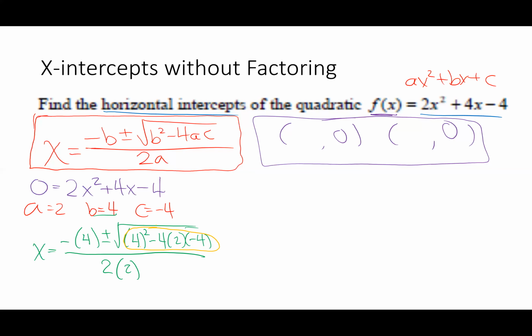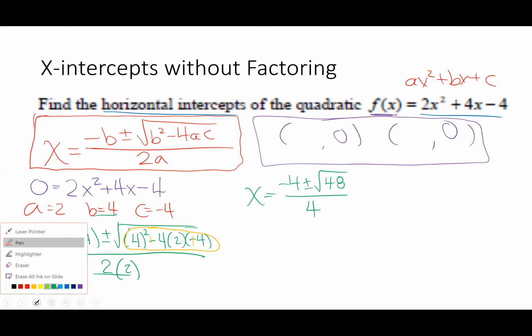Another piece of advice I'd recommend is to compute this number separately. So 4 squared minus 4 times 2 times negative 4. I see that this is just going to end up turning to a plus. So 4 squared plus 4 times 2 times 4. I end up with x is negative 4 plus or minus the square root of 48 all over 4, because the 2 times 2 is the 4.